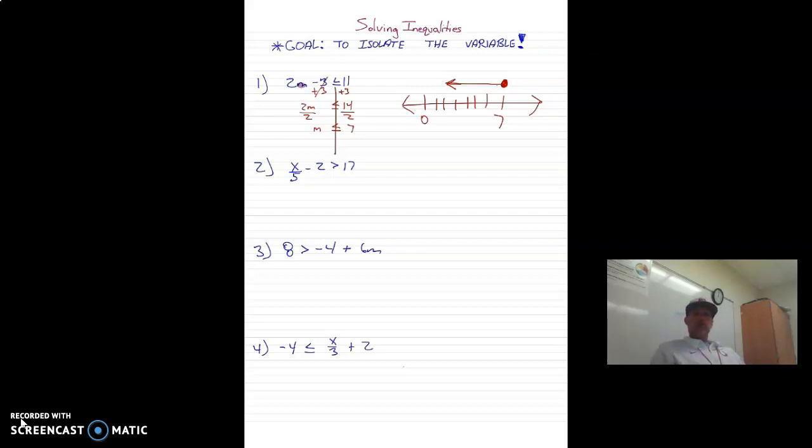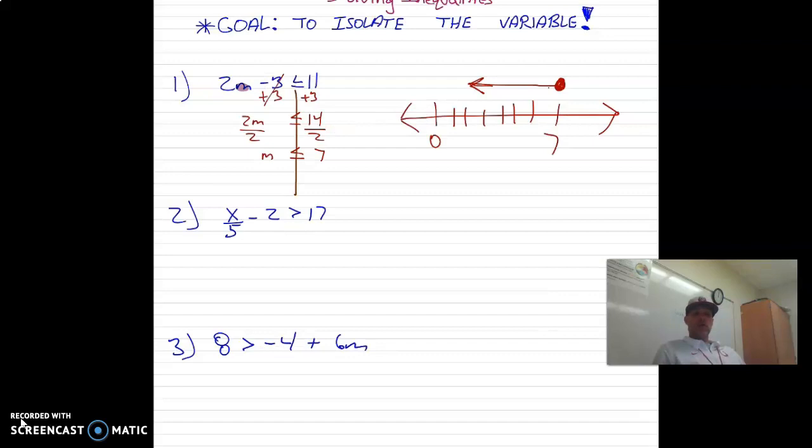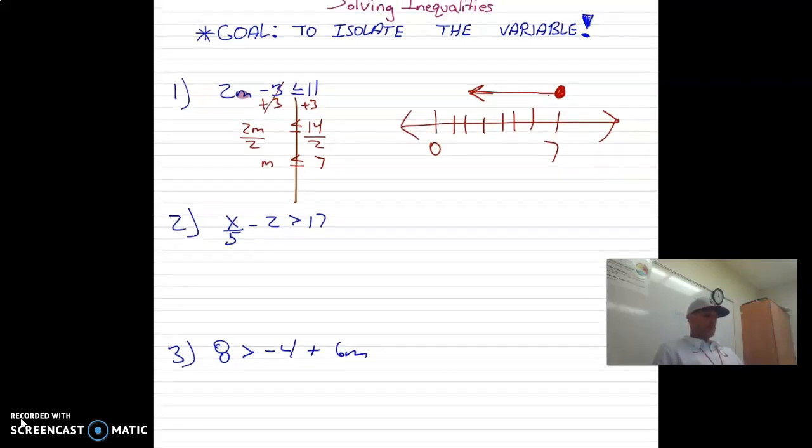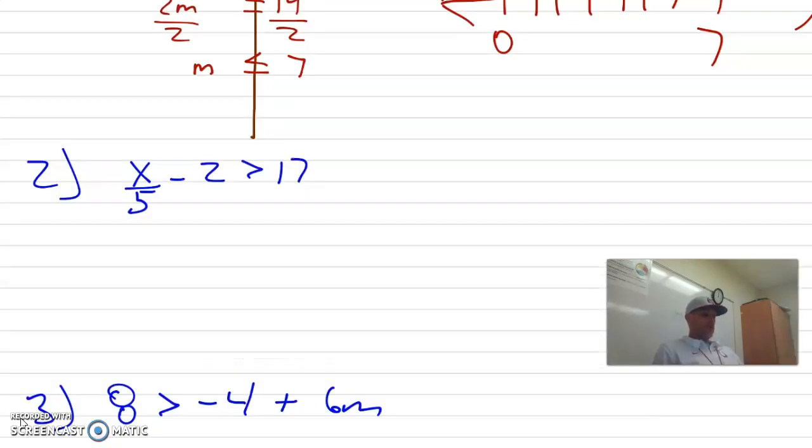Feel free to pause it right now and try the rest of these. I will tell you number 3 will throw you off a little bit, and number 4 is definitely going to throw you off. But if you want to pause and at least try number 2, do that now. All right, number 2: x divided by 5 minus 2 is greater than 17. Remember, that's not a fraction, x fifth, it's x divided by 5.